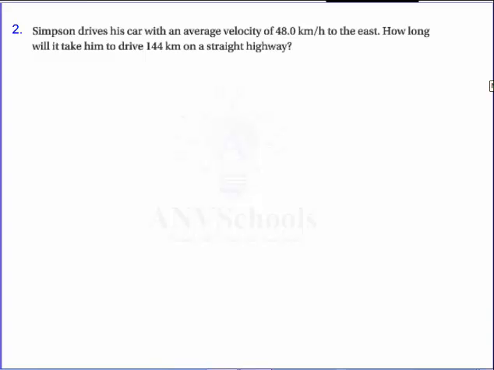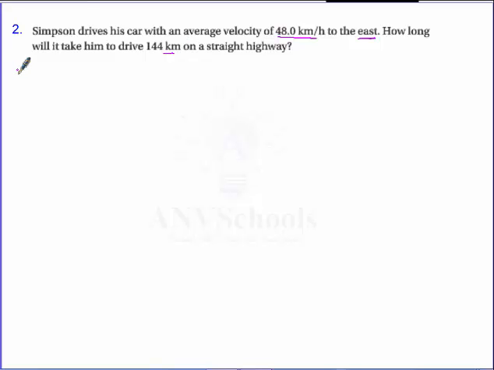Now let's move on to the second example. Simpson drives his car with an average velocity of 48 km per hour to the east. How long will it take him to drive 144 km on a state highway?